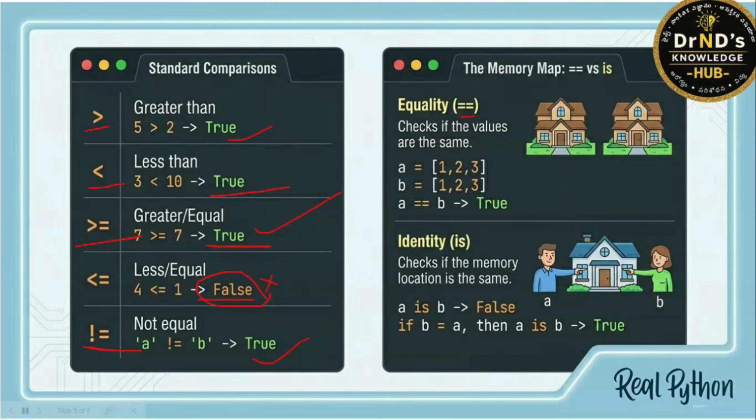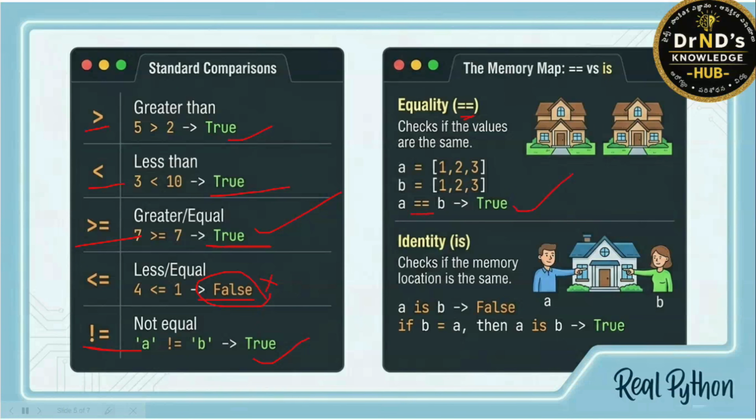For example, in variable A, the data is integers in square brackets 1 comma 2 comma 3, and variable B is inside square brackets 1 comma 2 comma 3. And if you ask whether both variables are equal or not, with the operator A double equal B and click enter, Python returns true because both lists contain the same values.